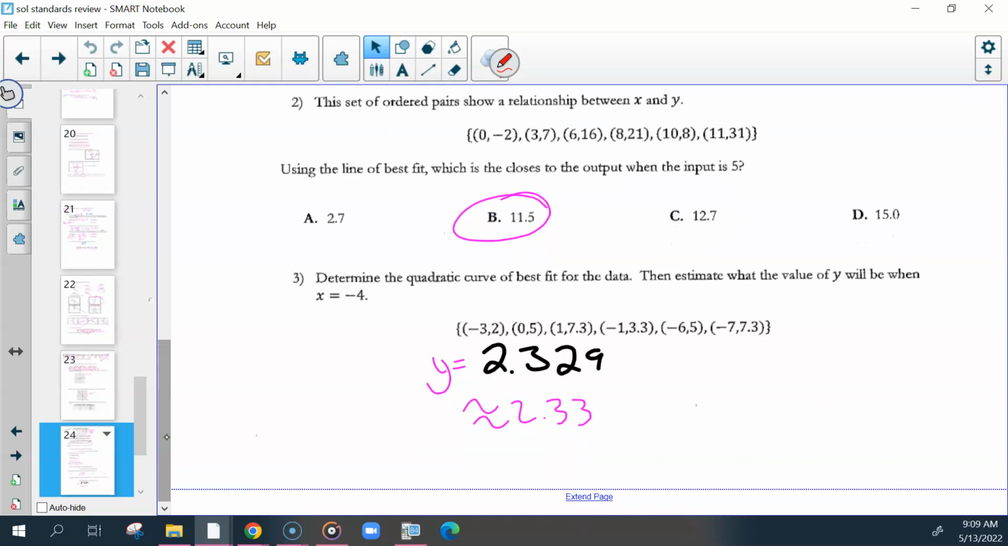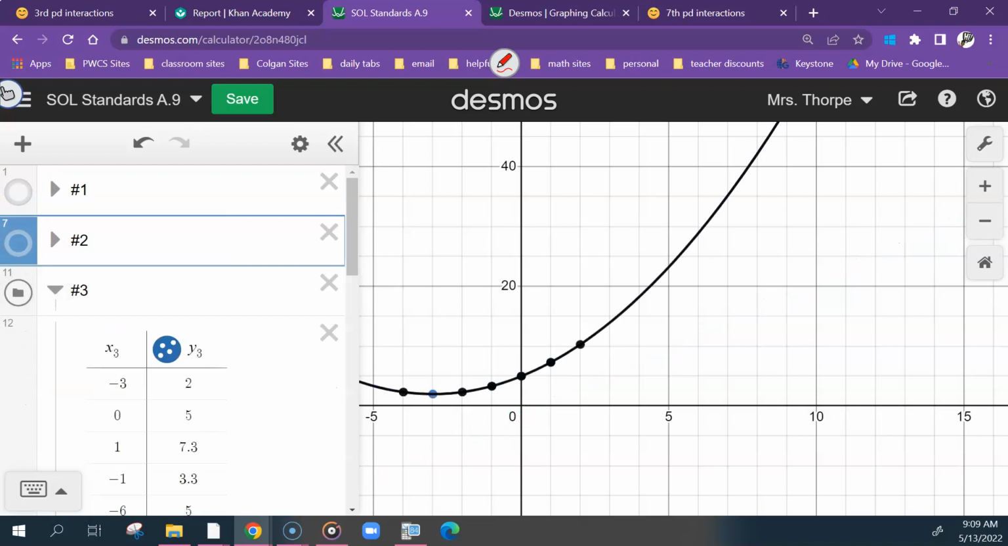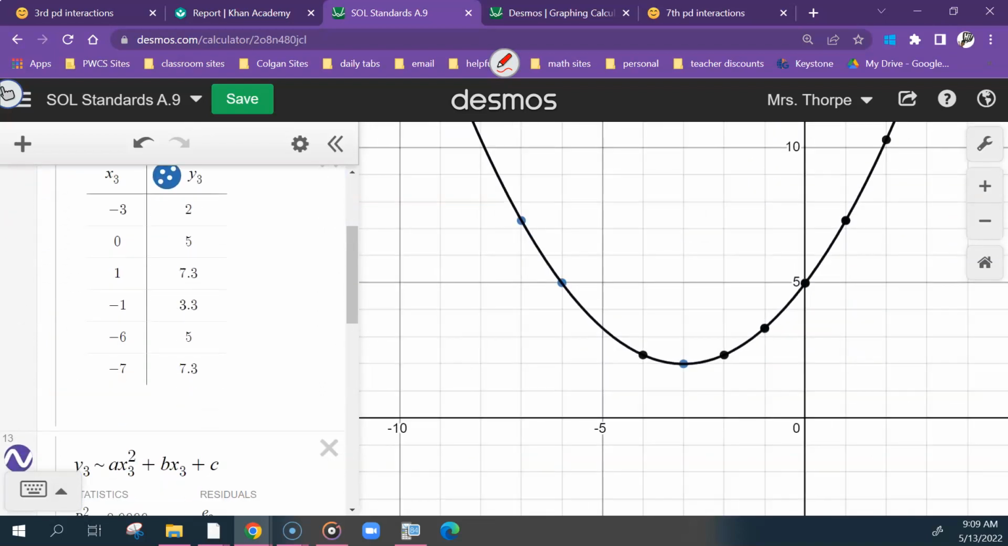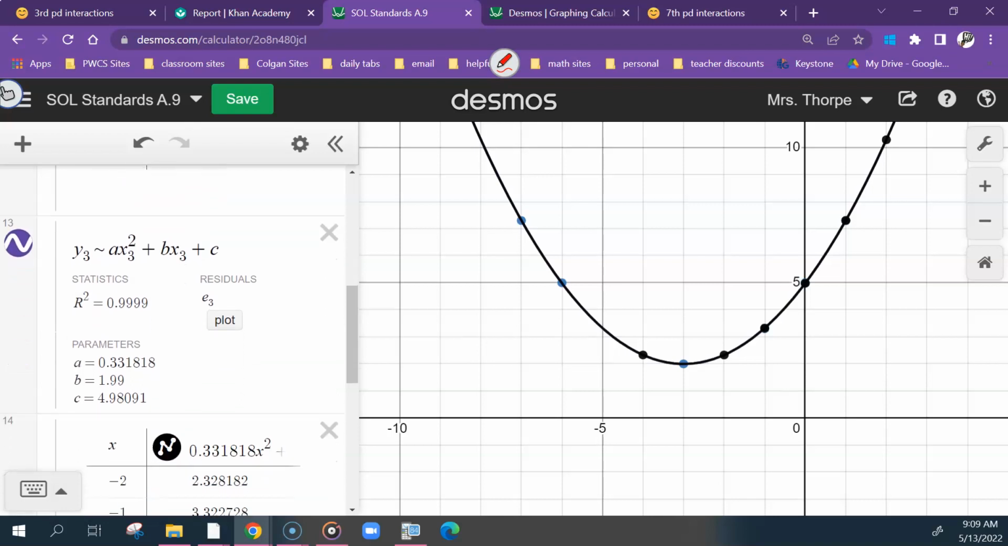Number 3 says determine the quadratic curve of best fit. So you know you're looking for the one that looks like a curve. As you put those in, you would see that it curves. You would have to remember that this should look like the quadratic. So your y, whatever, mine says 3 because this is my third table. Yours would say 1 because you would probably only have one table. But y1 tilde ax1 squared plus bx1 plus c. And then you could find your ABC values.